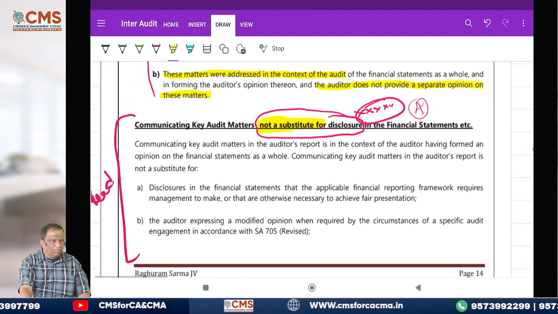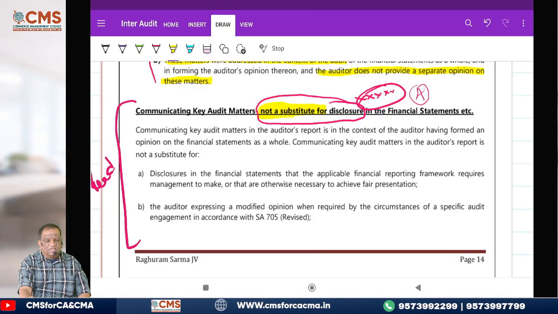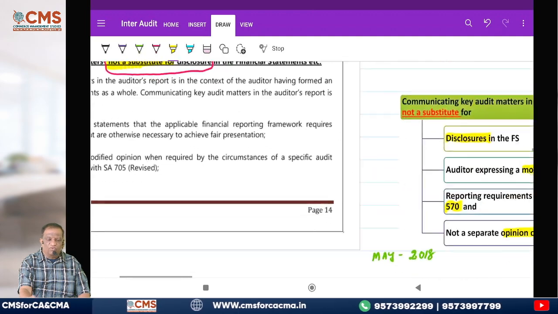And the most important, very, very repetitive one out of this is, this key audit matters is not a substitute for 4 items.